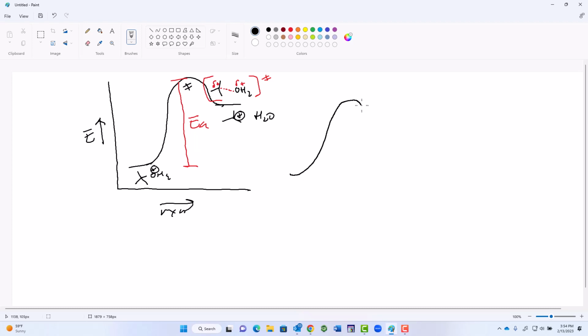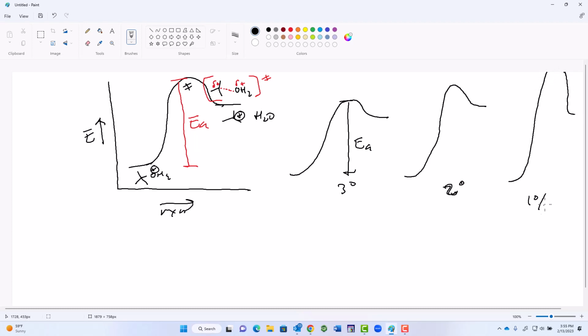So for a tertiary carbocation, maybe this is tertiary, we see some amount of activation energy. If we had a secondary carbocation, we would raise it quite a bit more, so this would be secondary. And if we had a primary carbocation, this would be off the chart, so I'm going to have it even going off the page. So this would be primary or methyl. This activation energy is too high, so we wouldn't see this reacting via an SN1 mechanism. We would have to do it via an SN2 mechanism. But we see that this activation energy is reasonable for a tertiary or a secondary carbocation.